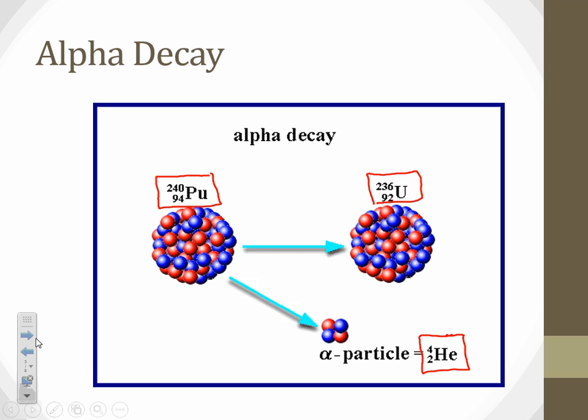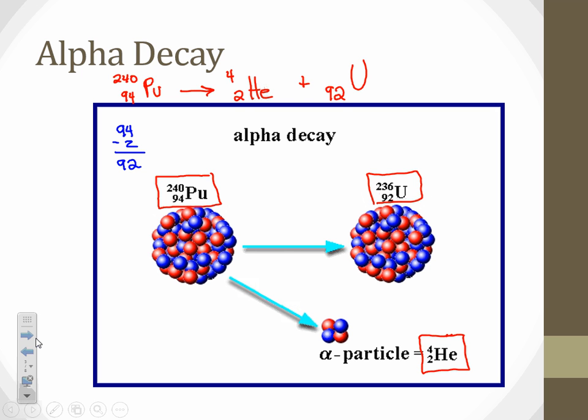So let's write an equation. Start with plutonium. 94 is its atomic number. 240 is its mass number. You're told it's alpha decay, so you know that He is on the other side. To determine the other particle, I take 94 and I subtract 2, and I know my product has to be element number 92. You use your periodic table, you find that it's uranium.